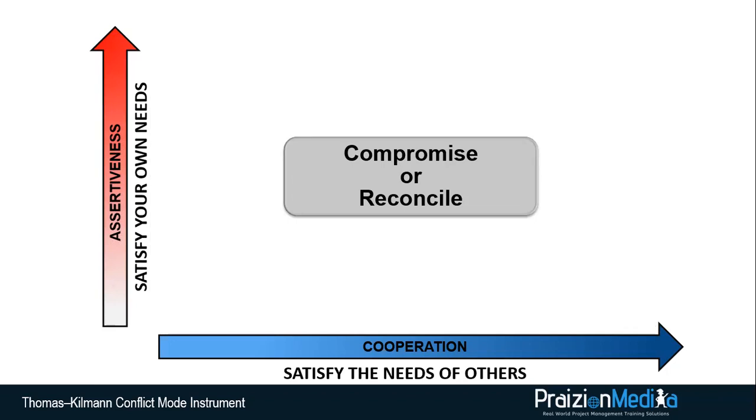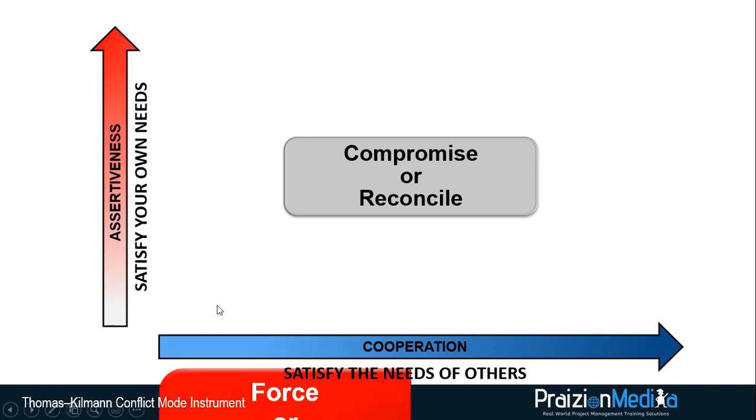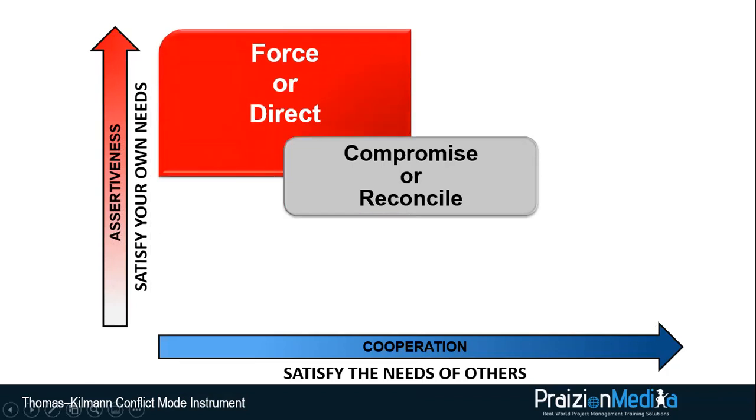A project manager may compromise with a technical manager regarding the availability of a project team member to work on the project. So that's the example they gave. Then we have force or direct, all the way up there. Force or direct is not bad. It could be used in an emergency.